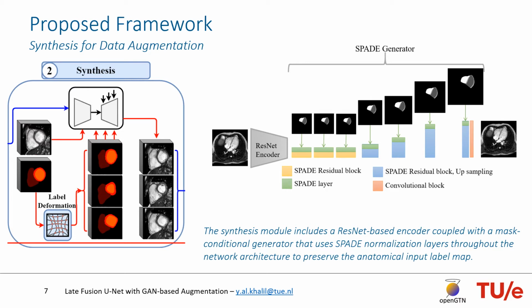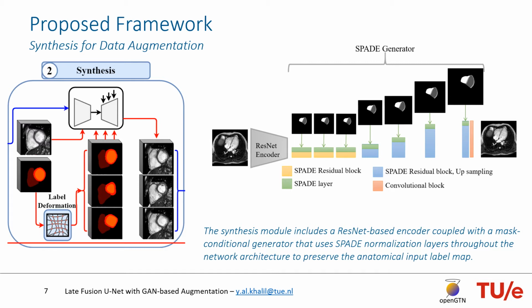We also apply label manipulation to introduce anatomical variations in heart geometries of the synthesized images. Upon training the image synthesis model, random elastic deformation and morphological dilation are applied on the segmentation masks to create new labels for synthesis.